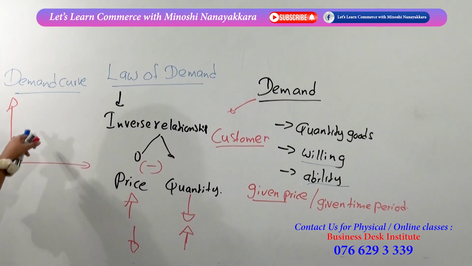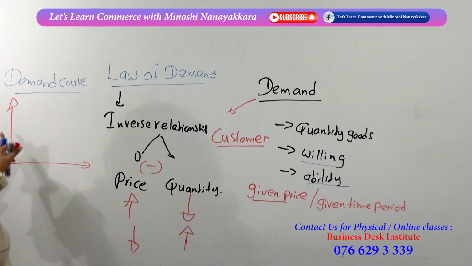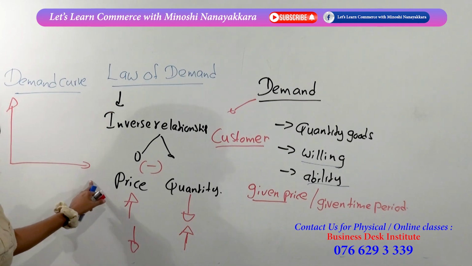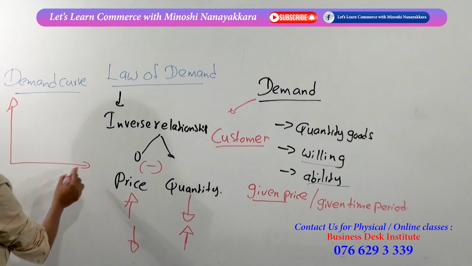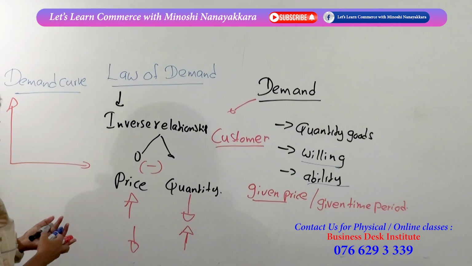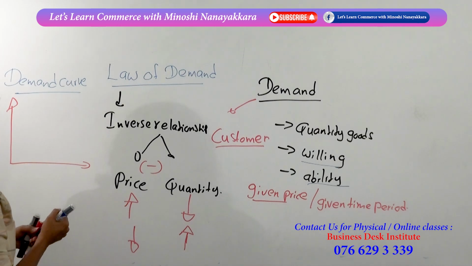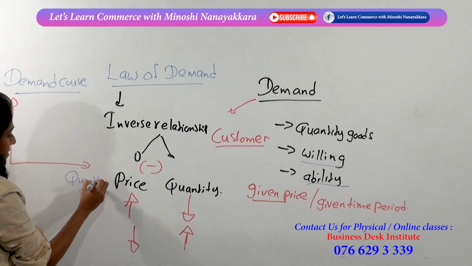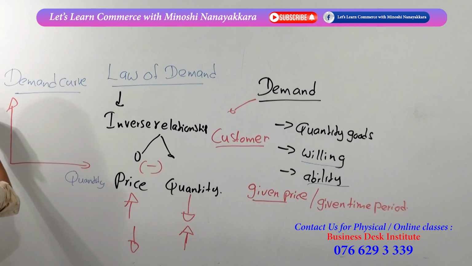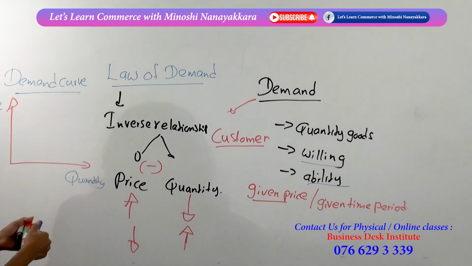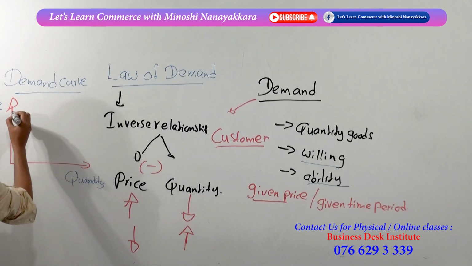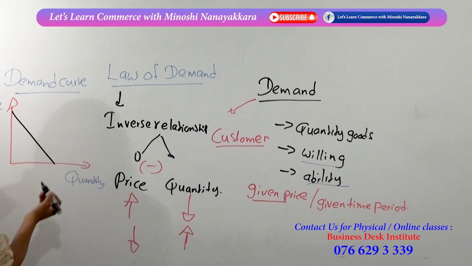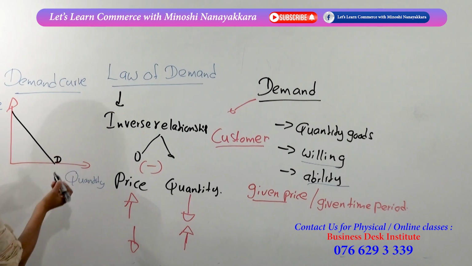When you are drawing this demand curve, you all know that this is our y-axis and this is our x-axis, right? So on the x-axis, we always have to put the quantity. So this is quantity, okay? And the y-axis represents the price, right? So when you draw the demand, it comes like this. It's a curve like this. So this is your demand curve, right?